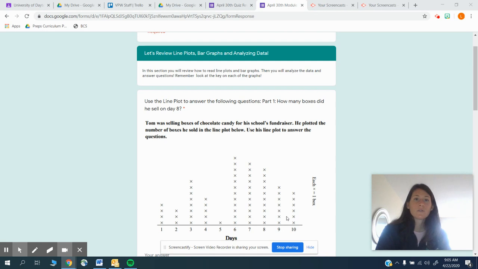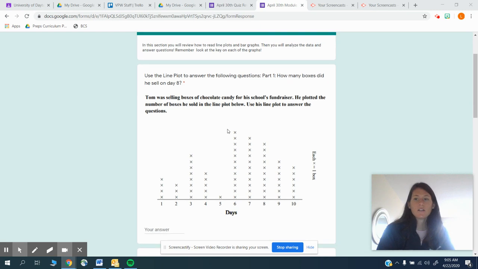So what I want to do today is Sal from Khan Academy has already gone over quadrilaterals and shapes and fractions with you. So I really want to focus in on line plots and bar graphs and just analyzing the data from your graphs. So on the first part, it says use the line plot to answer the following questions. Part 1, how many boxes did he sell on day 8?